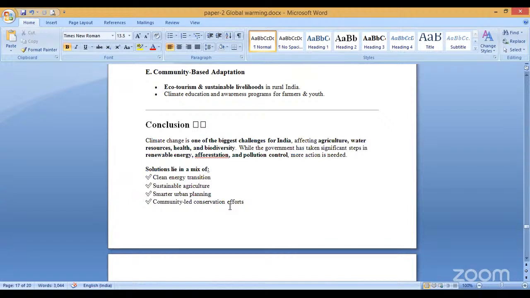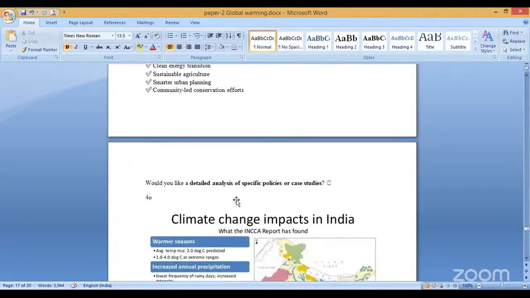In conclusion, climate change is one of the biggest challenges for India. It's affecting agriculture, water resources, health, and biodiversity. While the government has taken significant steps in renewable energy, afforestation, and pollution control, more action is needed. The solution lies in a mix of clean energy transition, sustainable agriculture, smarter urban planning, and community-led conservation efforts.